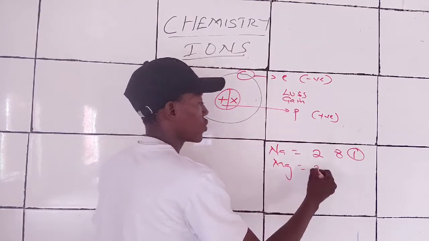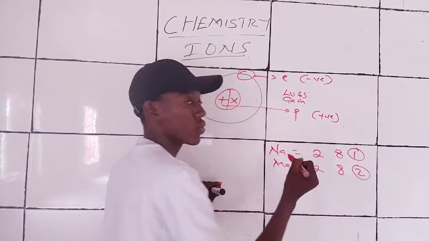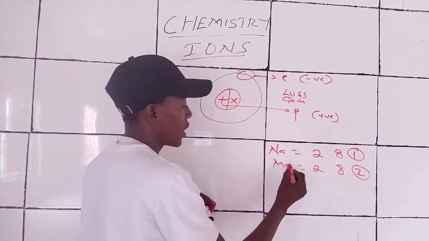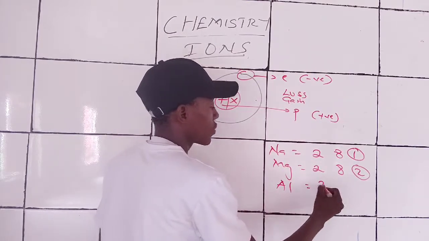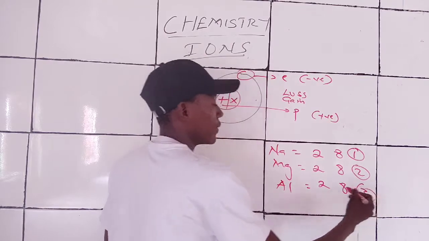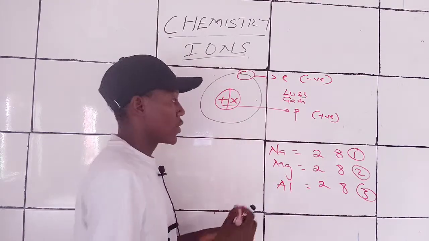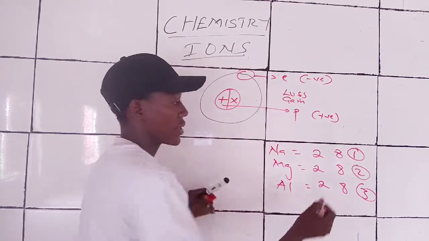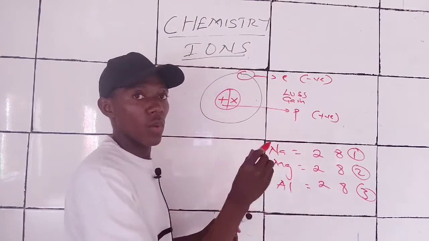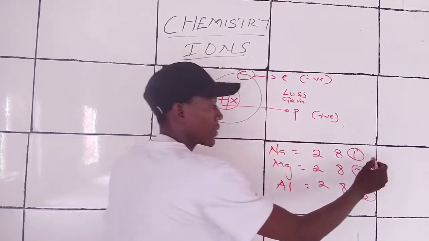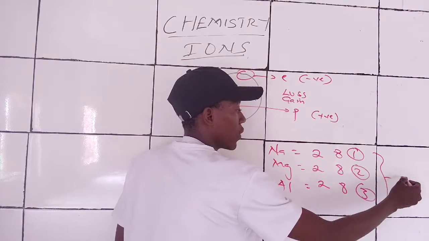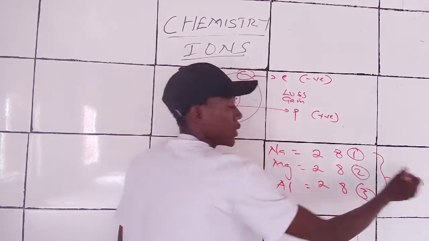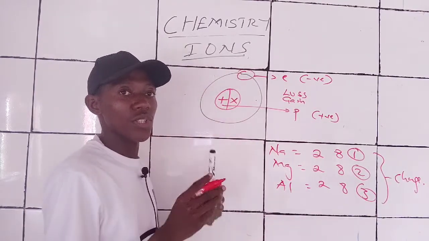Magnesium has 2, 8, 2 because it is number 12. The valency is 2. And then aluminium has 2, 8, 3. The valency is 3. So if an element has valence electron between 1, 2, 3, that valence electron will equal its charge. So now the valence electron will be the charge of the atom.